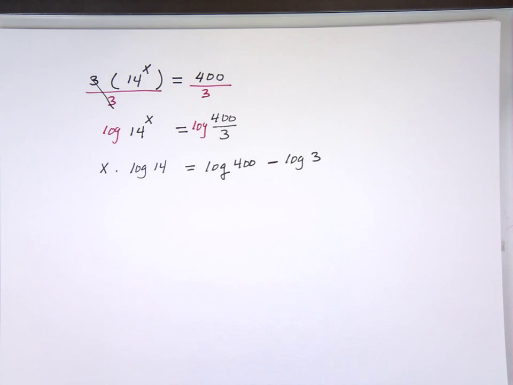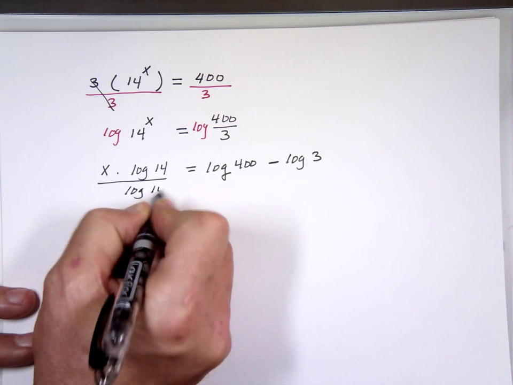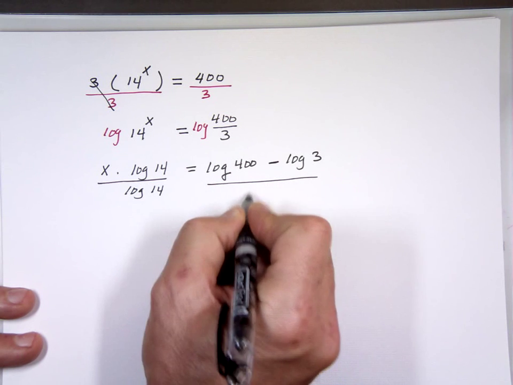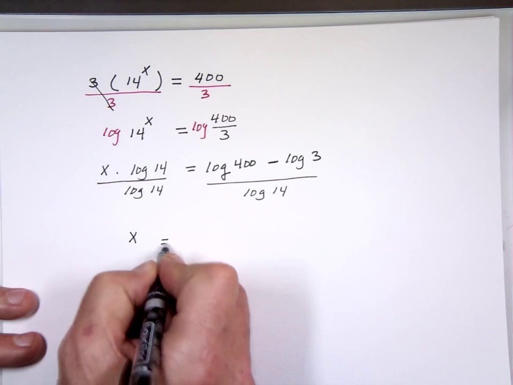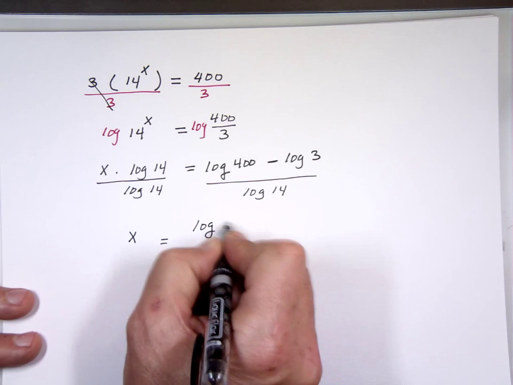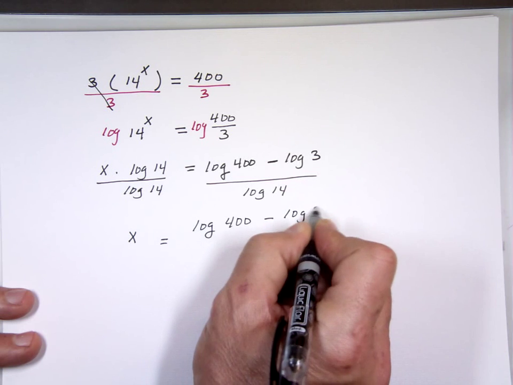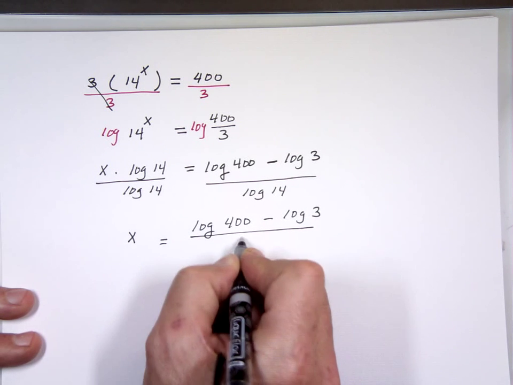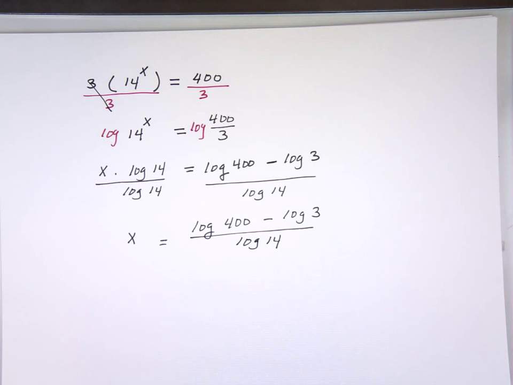You want to solve for x? What do you do? Divide by the log of 14. So that's what your answer is. The exact answer is log of 400 minus the log of 3 over the log of 14. And again, if they said exact, that's your exact answer.